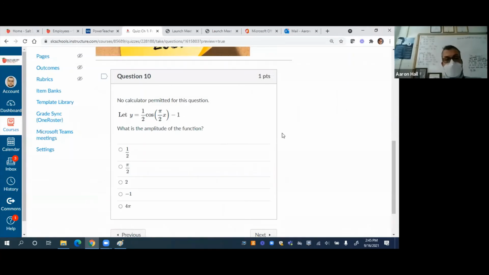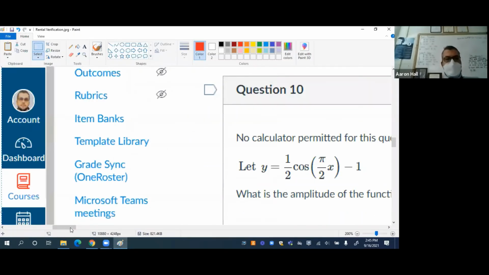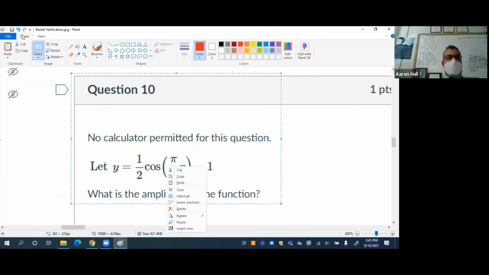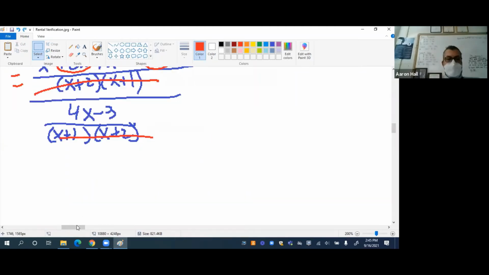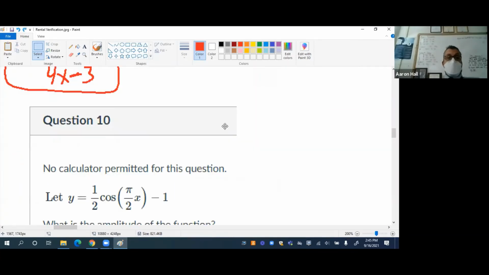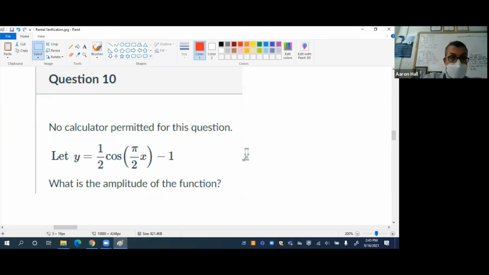What is the amplitude? What does the amplitude mean? Isn't that the height of your wave? So the height of the wave sounds suspiciously like a vertical stretch. Yeah, but by inspection, we should know the answer just by looking. What is the amplitude, or my vertical stretch? 1/2. Isn't that my A value? The A value is 1/2. So your A value is 1/2. There you go.